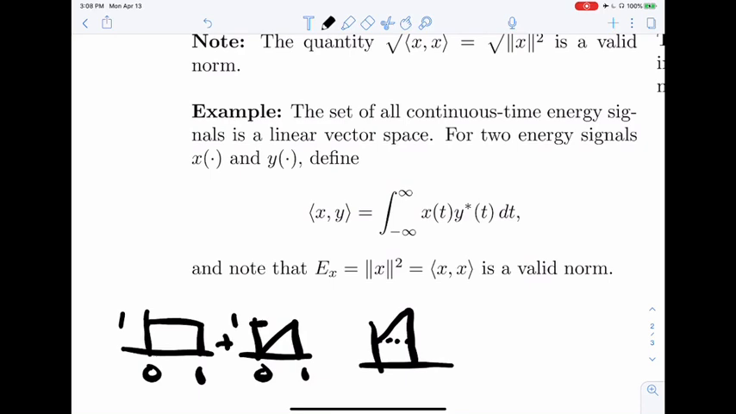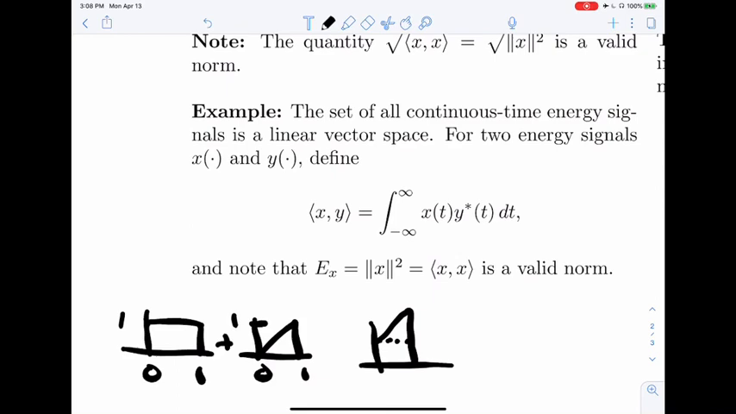And guess what? The addition of those two signals is still an energy signal. There's no way for it not to be an energy signal. That's closure under addition. I add two signals together that are part of this linear vector space of continuous time energy signals, and I still end up with a signal that is a continuous time energy signal.